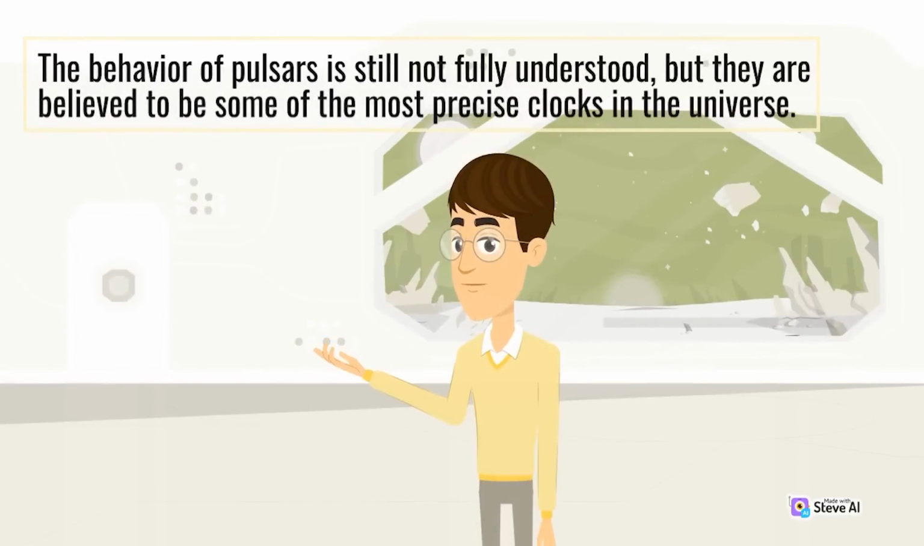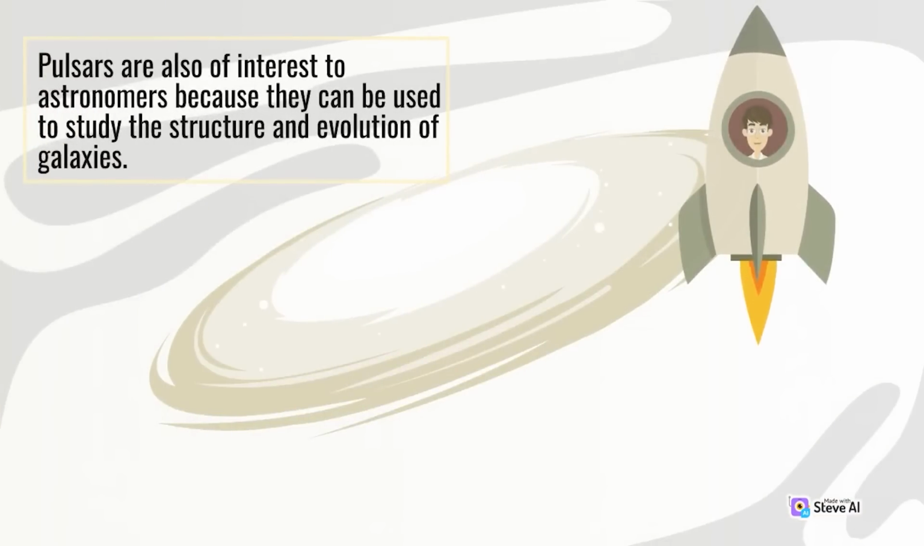The behavior of pulsars is still not fully understood, but they are believed to be some of the most precise clocks in the universe. Pulsars are also of interest to astronomers because they can be used to study the structure and evolution of galaxies.